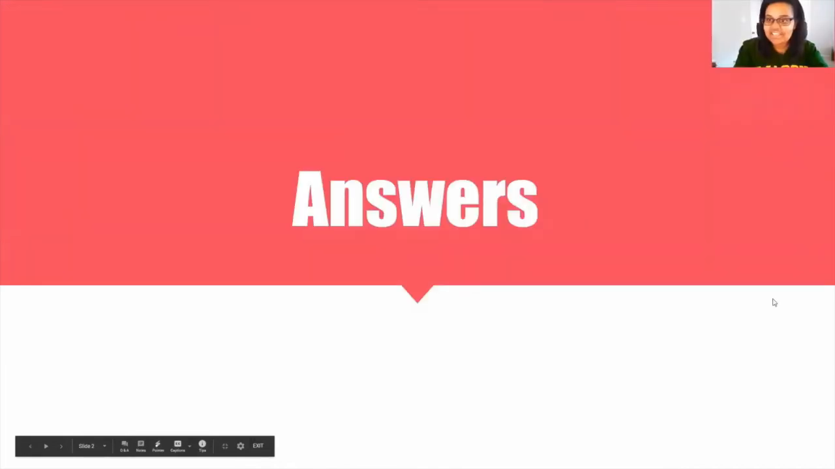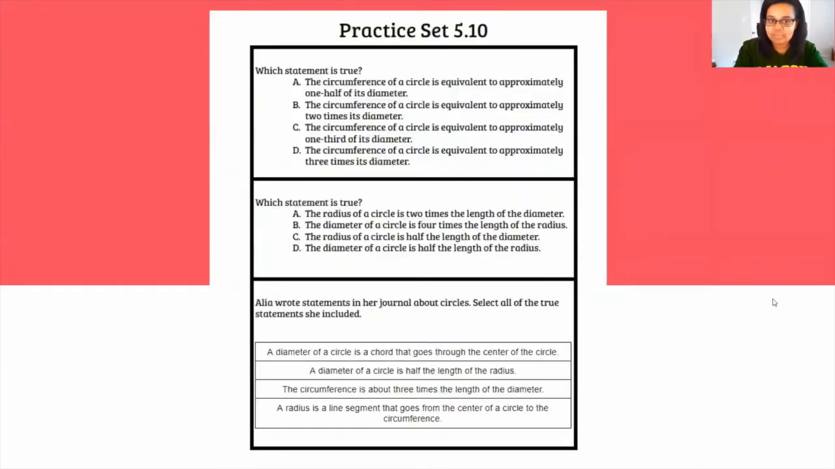All right, let's go ahead and check over your answers now. For problem number 1, your answer was D. The circumference of a circle is equivalent to approximately 3 times its diameter. For question 2, your answer was C. The radius of a circle is half the length of the diameter.